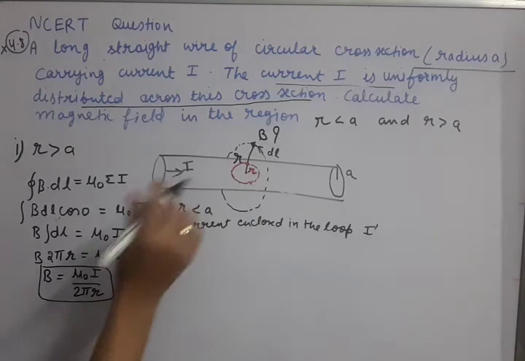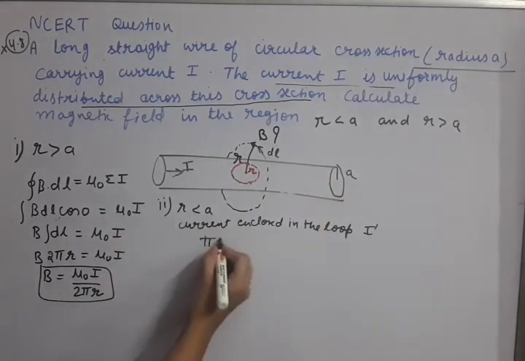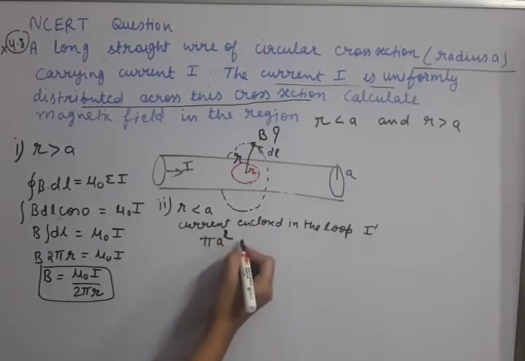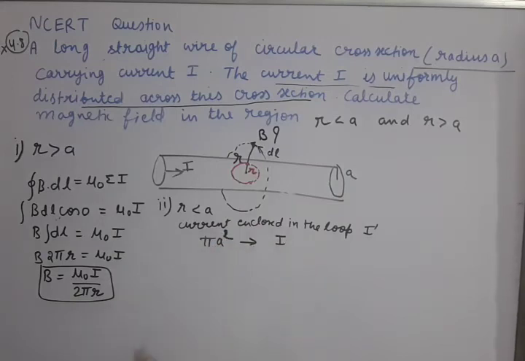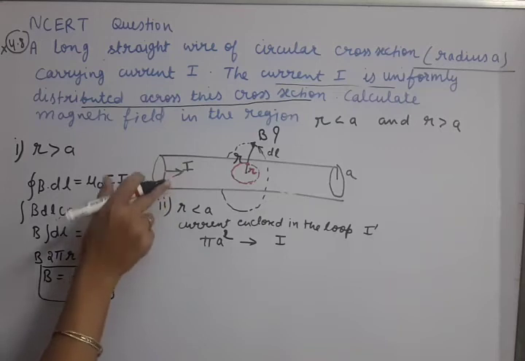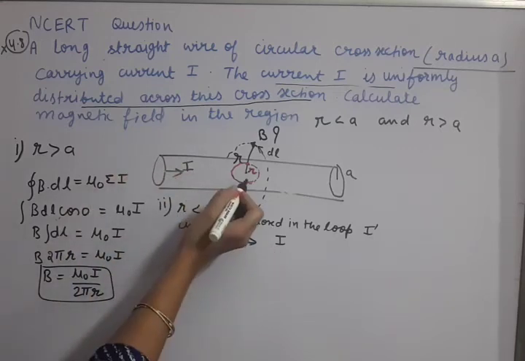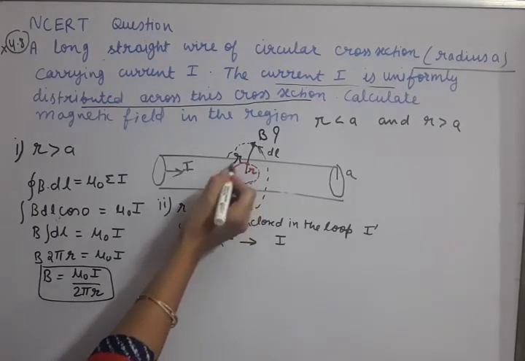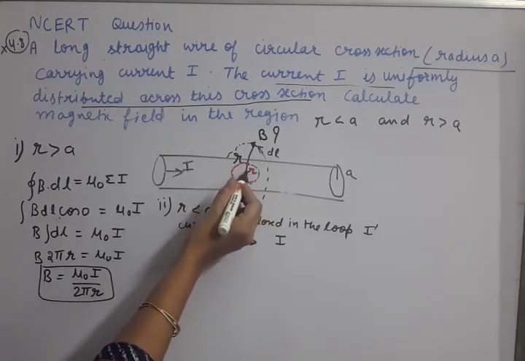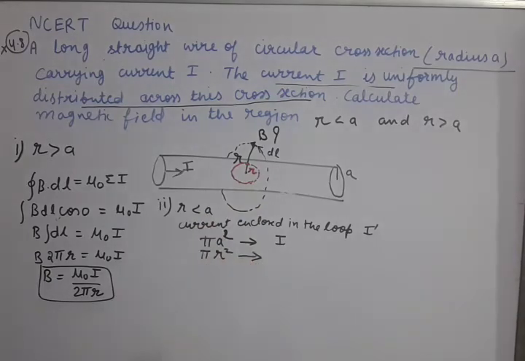So we will be taking the help of this way. When we are taking the whole area pi r square, then the total current flowing is I. When we are taking the whole area, that means the whole wire, current flowing is I. So what about the current flowing in the smaller area? The smaller area is of radius r. So how much current will flow in pi r square? You can calculate easily.